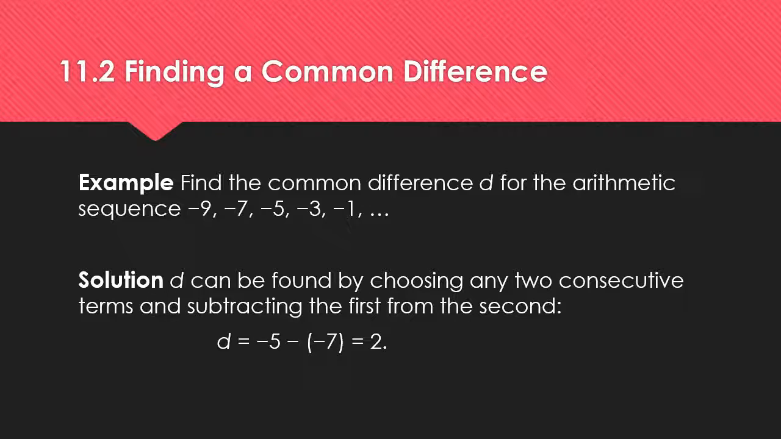You can find the difference by subtracting any two consecutive terms. Subtracting the first from the second, we find that 2 is the common difference. In other words, to get from one term to the next, you're going to add 2.